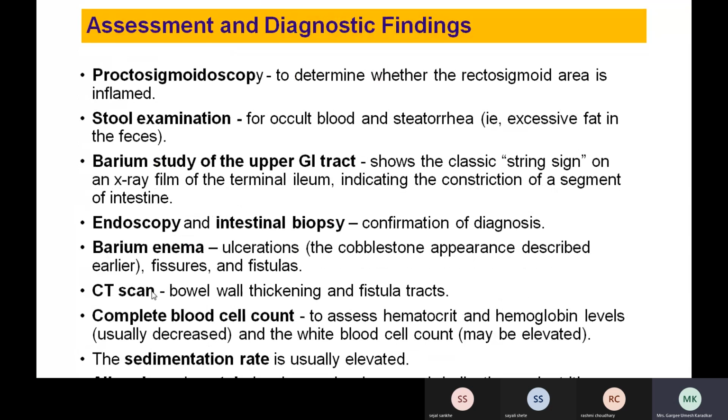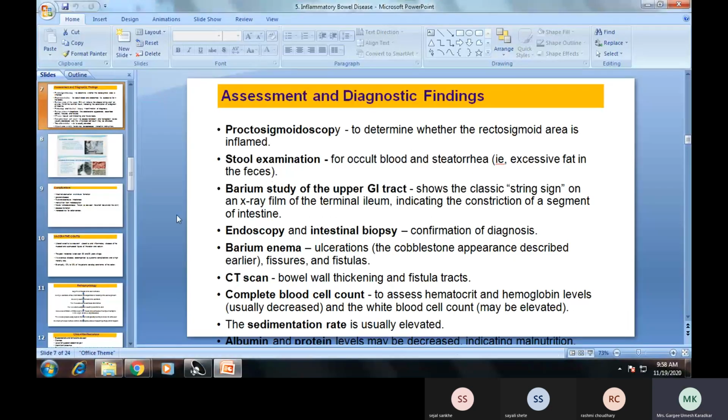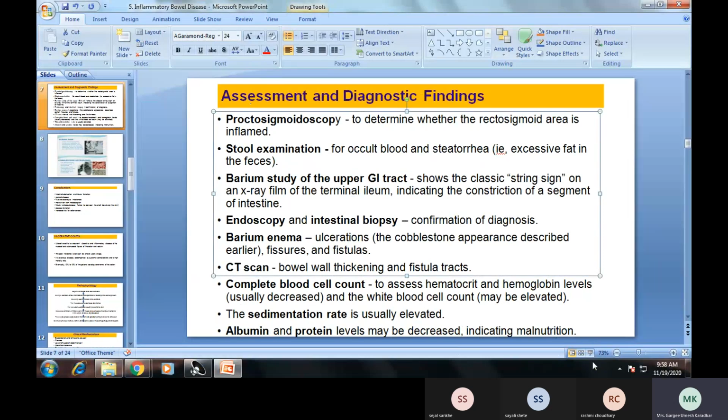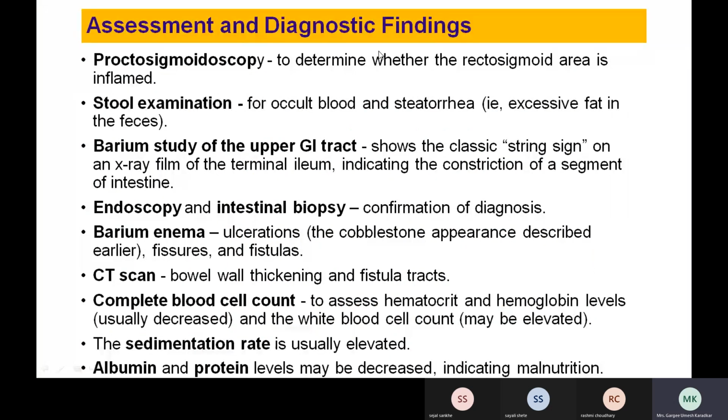How would the assessment and diagnosis be done? These are the investigations. First you have proctosigmoidoscopy. So rectum and the sigmoid area both. That is done with the help of proctosigmoidoscopy to determine whether the rectosigmoid area is inflamed.